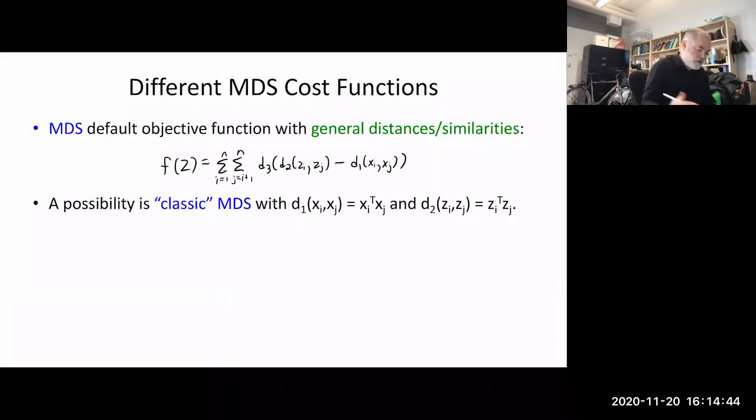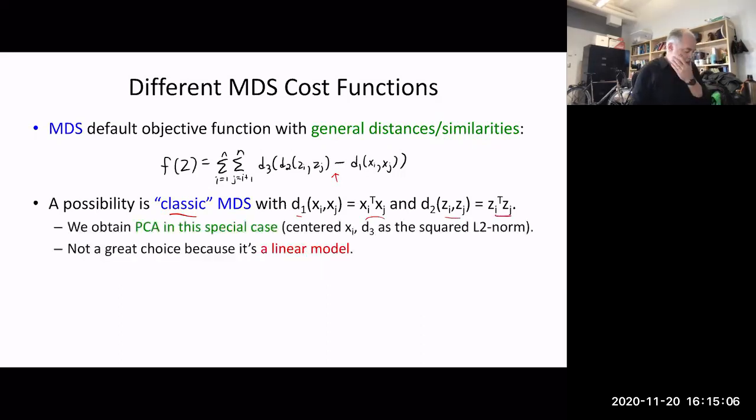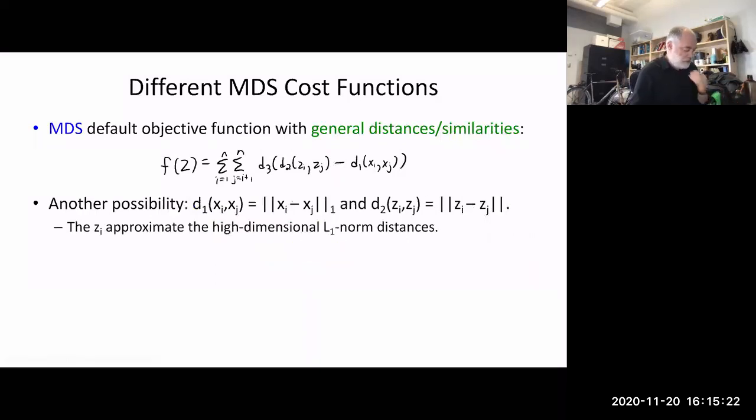The default objective function, or the parameterized default objective function, is given by this. One choice is what's referred to as classic MDS, which says that the distance you compute in X space is just the inner product between Xi and Xj, and the distance in Z space is just the inner product between Zi and Zj. If you read a painful but beautiful paper by Chris Williams at the University of Edinburgh, from I think the 90s, you can show that this corresponds to PCA. And that means it's not really a useful thing to do.